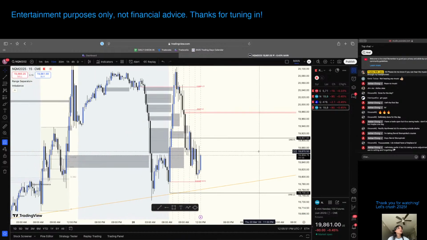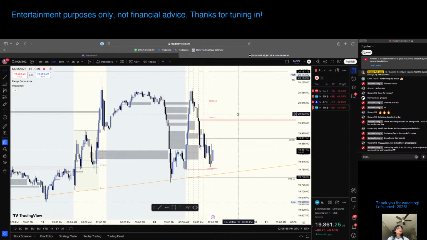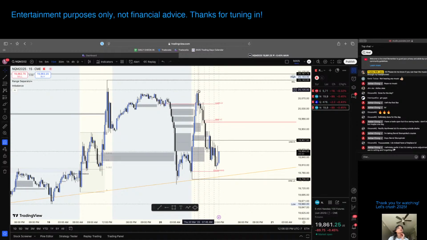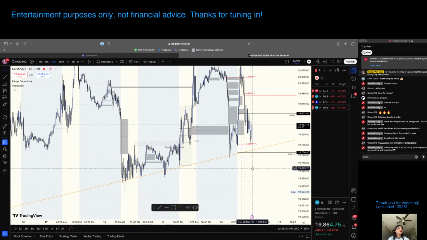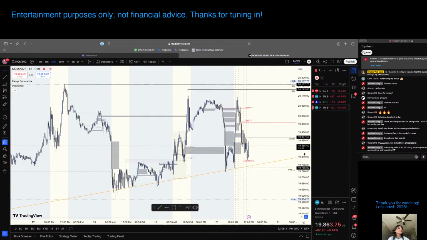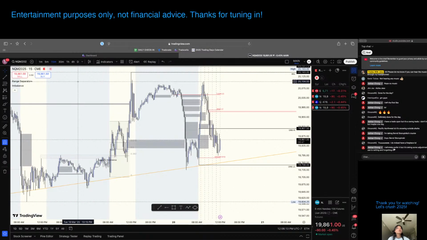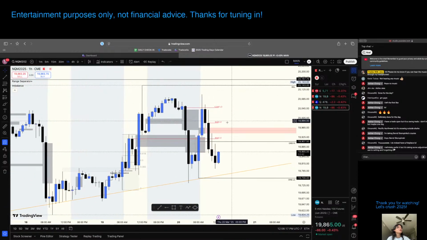What's happening in here? Okay, so we're back in that 15-minute range, which is interesting. So it rejected after we got to 20,100, didn't go for those highs yet, came back into the 15-minute range. Still finding respect, right? Kind of on this trend line so far. Let's go on the 1 hour. Yeah, 1 hour. It's taking the low, taking that low.